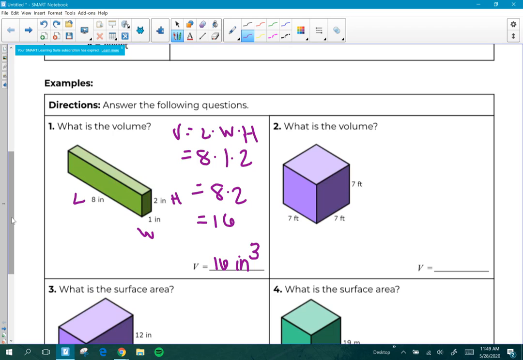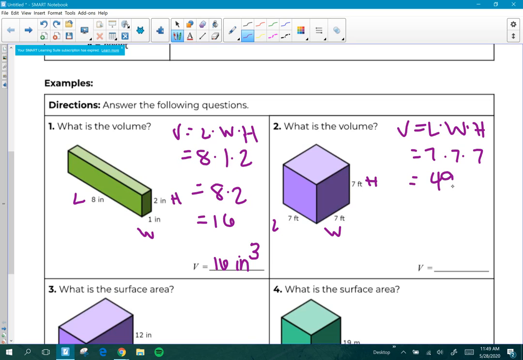Second one is also what is the volume. So right away, I'm just going to write down my formula, length times width times height. And then here it doesn't really matter. They're all 7, but this is length, width, and this is height. So I'm plugging in 7 times 7 times 7.